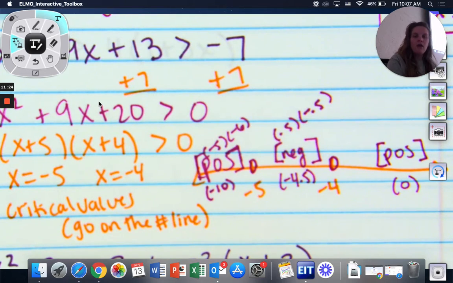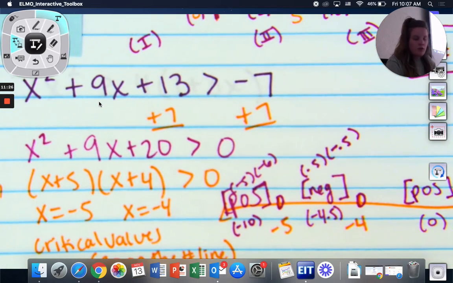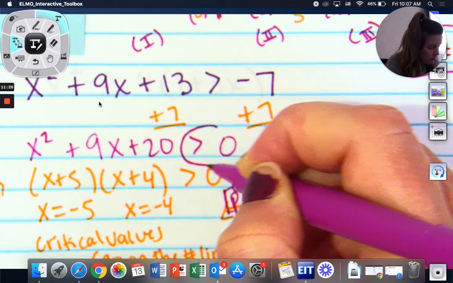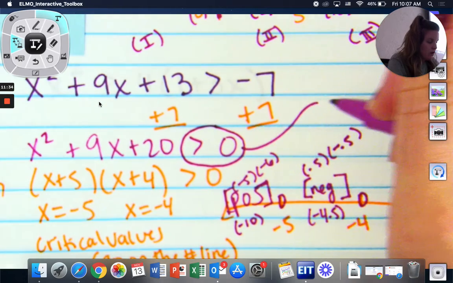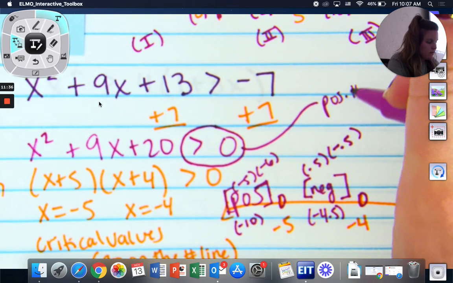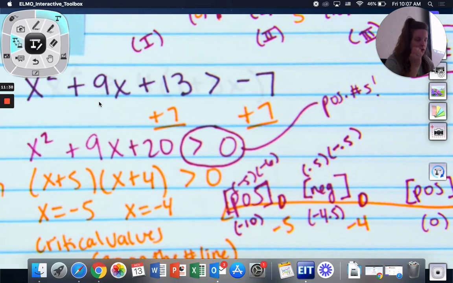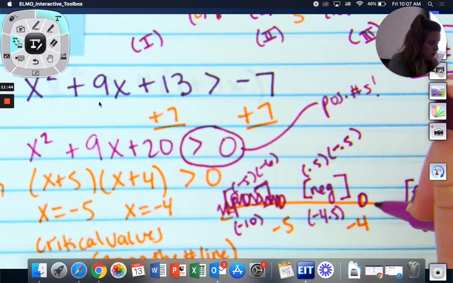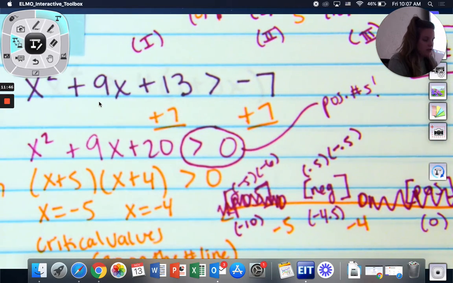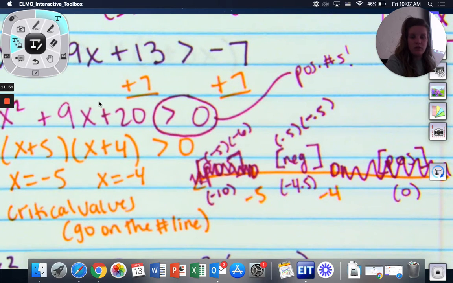Then we go to our original problem and say we are looking for all the values greater than 0. All the values greater than 0 are positive numbers. So we're looking for where it's positive on the number line, and we can shade that way. I cover up my positive regions with shading. Make sure you don't cover up your open dot so we can see that. That's how you represent it on a number line.